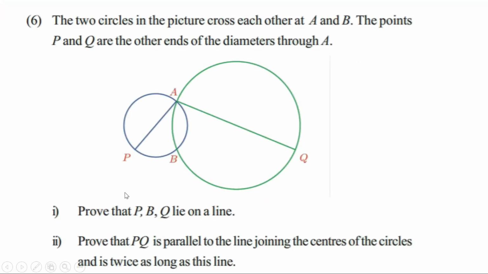Sixth problem. The 2 circles in the picture cross each other at A and B. The points P and Q are the other ends of the diameters through A. Prove that P, B, Q lie on a line. Prove that PQ is parallel to the line joining the centers of the circles and is twice as long as this line. First of all, we have to prove that P, B and Q are on a line.